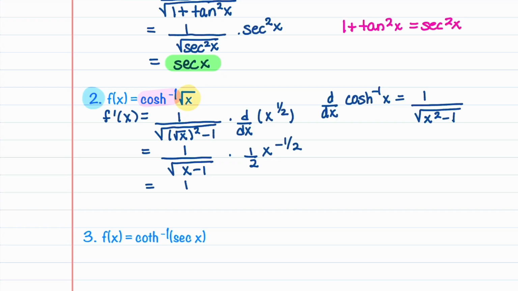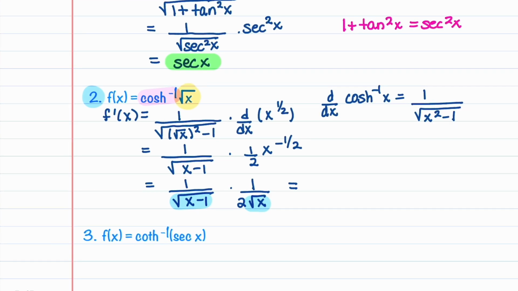So this gives us 1 all divided by the square root x minus 1 times 1. And we can write our x to the minus 1/2 as 1 over root x. So we have 1 over 2 root x. And now what we're going to do is combine this square root with this square root. And we're going to write this as 1 all divided by 2 times the square root of x times x minus 1. And that's our answer.